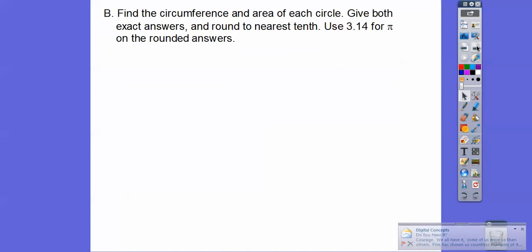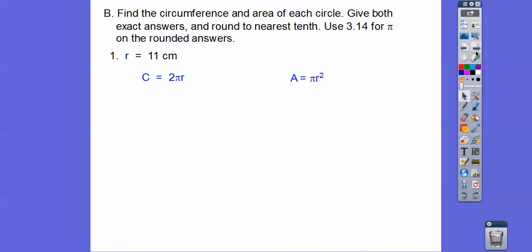So find the circumference and area of each circle. Give both exact answers and rounded answers to the nearest tenth. Use 3.14 for pi on the rounded answers. Okay, so here I'm going to give you the radius is 11 centimeters. So we do 2 pi r for the circumference and then pi r squared.